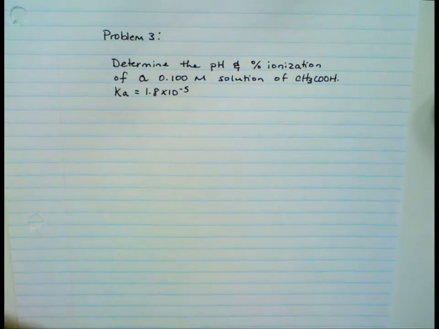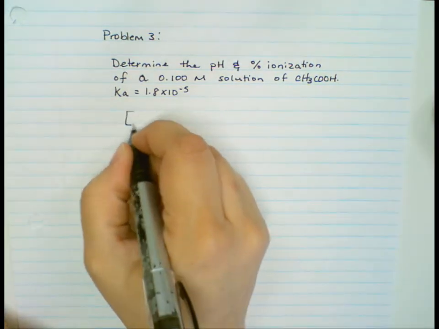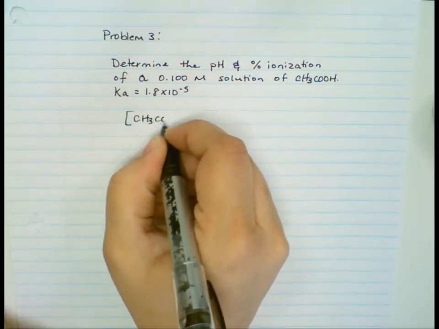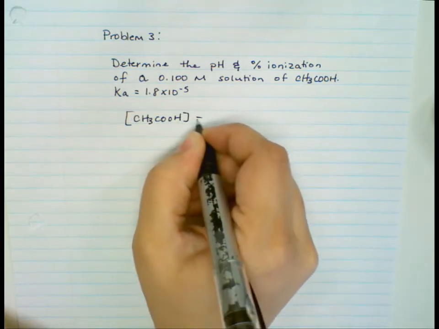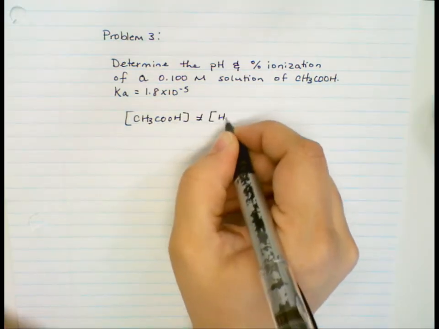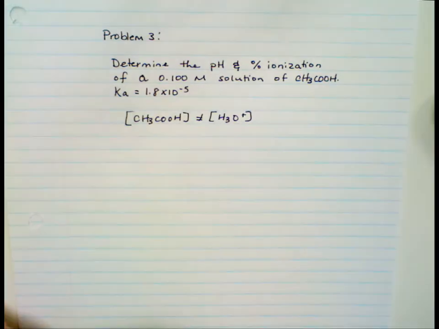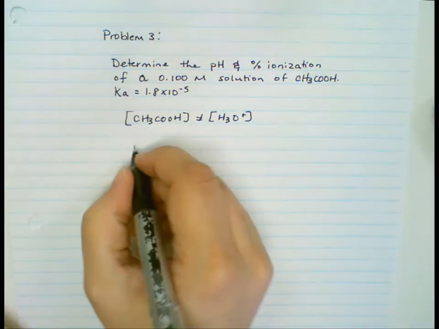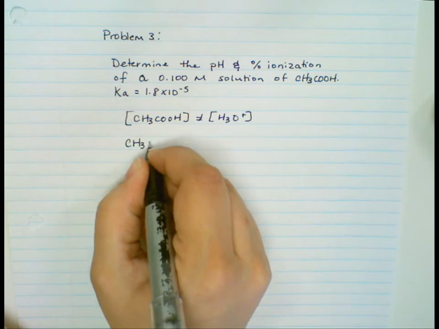And so when we're looking at this one, the concentration of CH3COOH does not equal the concentration of H3O plus. And that is because CH3COOH doesn't dissociate completely. It only ionizes a small percentage. And so we have to write an equilibrium equation for that.